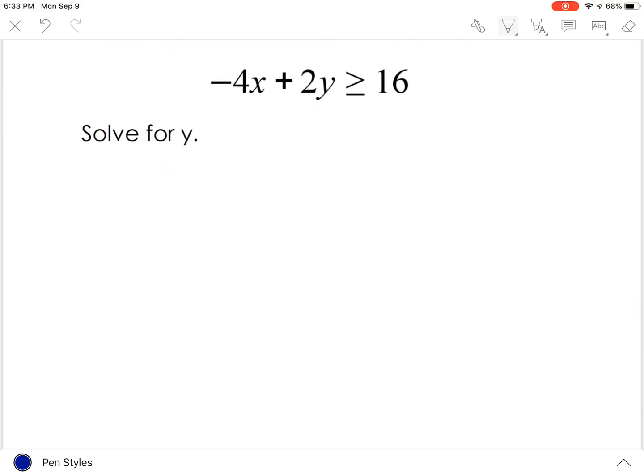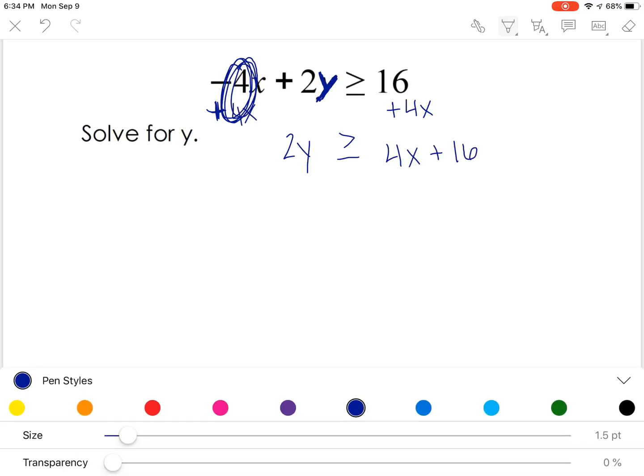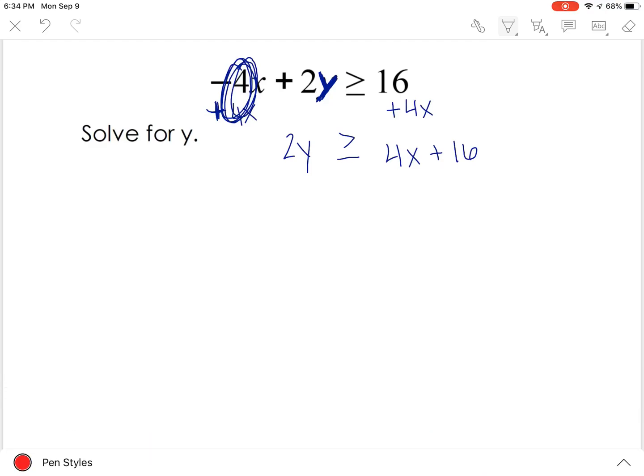Two more we're going to look at here. Again, really good idea to pause and see if you can figure this out for yourself, and then check your work against mine. We have negative 4x plus 2y is greater than or equal to 16, and we want to solve for y. I'm going to start by moving this negative 4x. The inverse of subtracting 4x is adding 4x. So this eliminates to 0, and we are left with 2y is greater than or equal to 16 plus 4x. We can't combine 16 plus 4x, so that stays as 16 plus 4x or 4x plus 16. You can write it in either order.